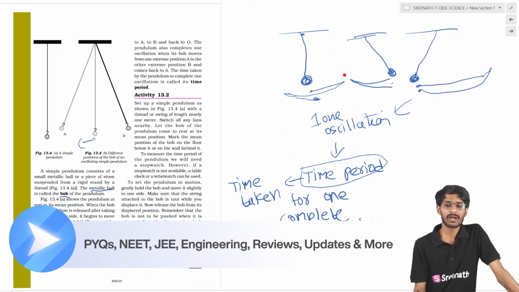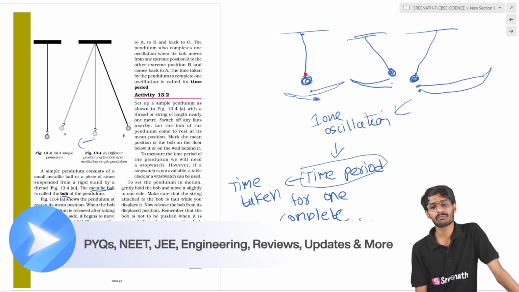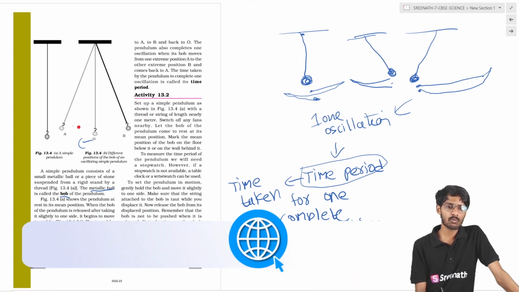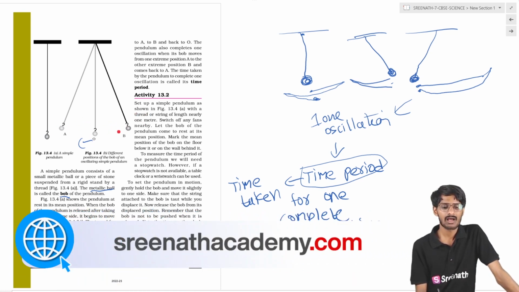Okay, so by using a pendulum also you can measure the time. This metallic ball, we call it the bob, and the to and fro motion of this simple pendulum we call the oscillatory motion. The time taken to complete one oscillation is the time period.